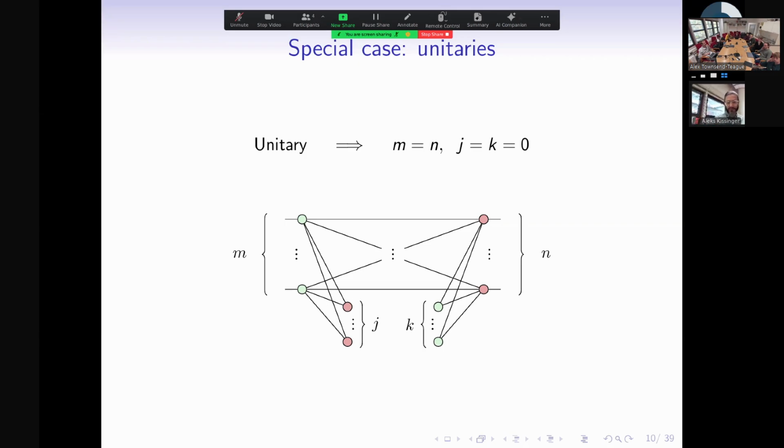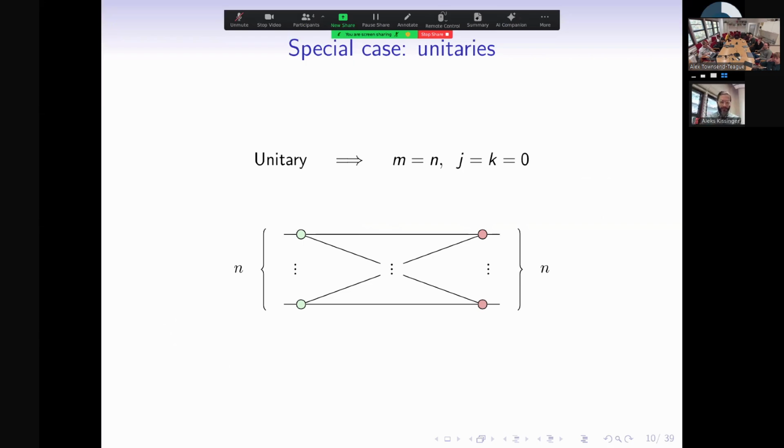Okay, so let me look at some special cases. For unitaries, J and K go to 0, so I end up just like this. And what this tells me is that this is just an adjacency matrix with zeros and ones in it. This is just the parity matrix of a C0 circuit.